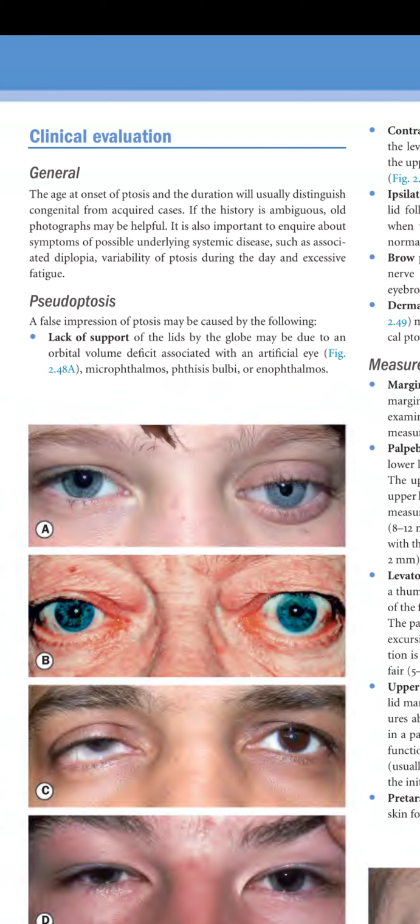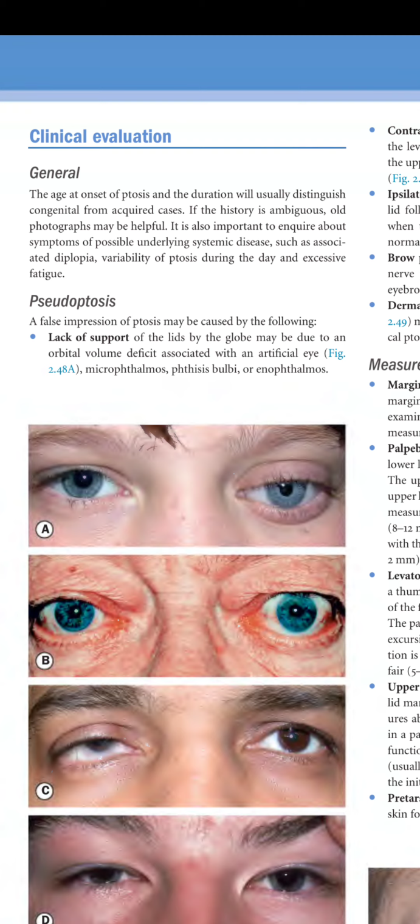Pseudoptosis. So what is pseudoptosis? Pseudoptosis is basically where the lid itself is not lower than normal, but it is a false impression of ptosis. And why does it occur? The false impression of ptosis may be caused by the following.